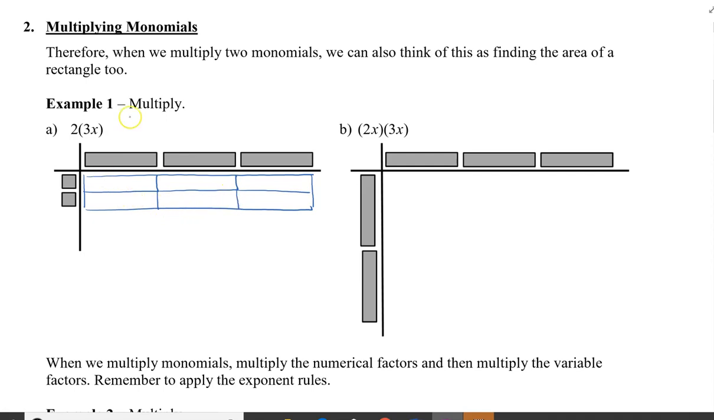Now all of these are positive, so I'm going to shade them all. If you don't want to shade them, you can also just put in a plus sign so that we know they are positive. So our solution is the area that I've shaded, and we can see that there are now 6 x's.